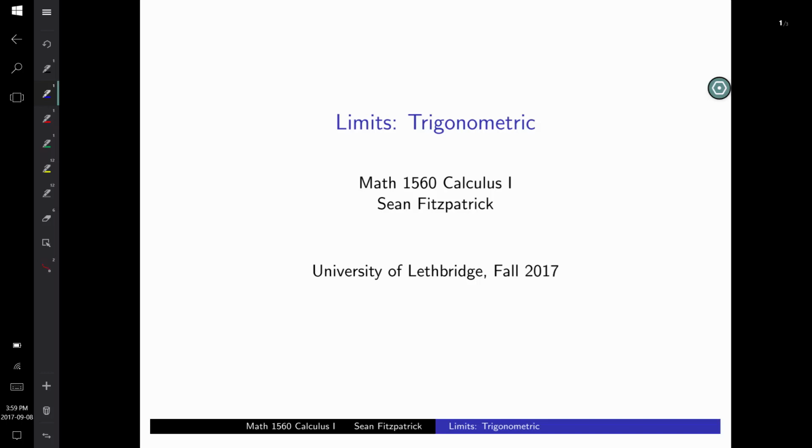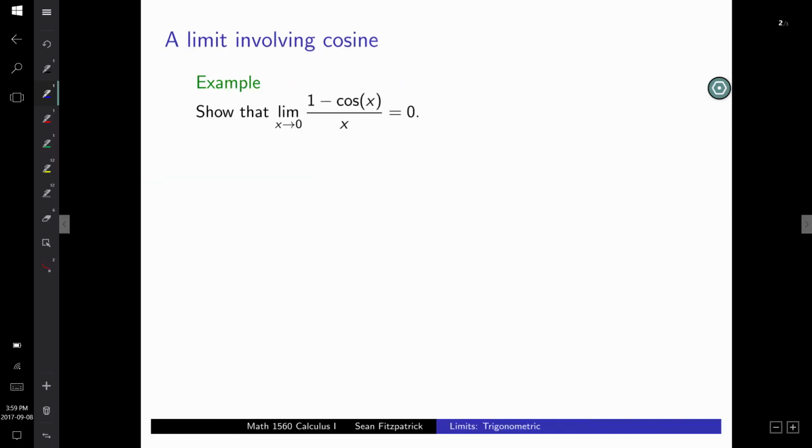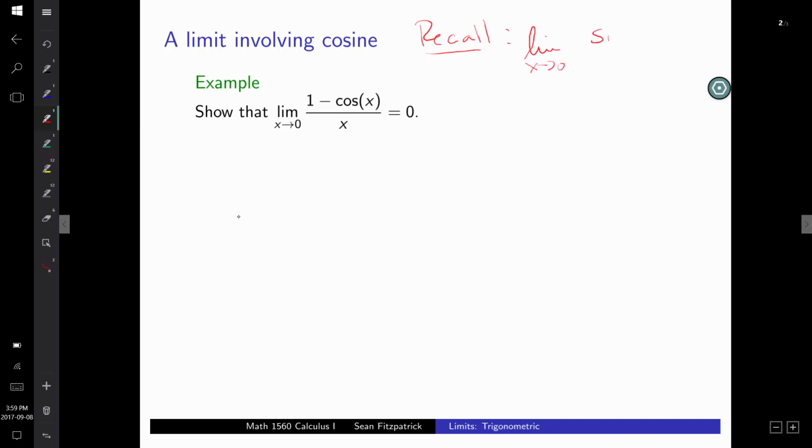Okay, so this is the second of our two videos on trigonometric limits. In this video we're going to take that sine x over x result that we got in the previous video, and we're going to show how to use that to tackle a few more results. Just as a reminder, let's put it up here at the top. The limit as x goes to 0 of sine x over x is equal to 1.